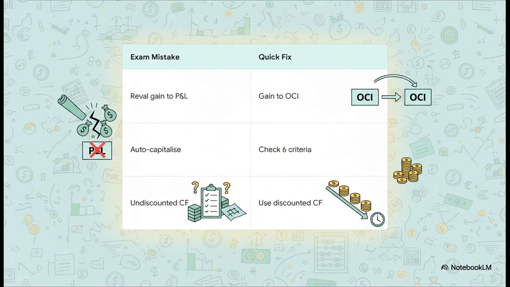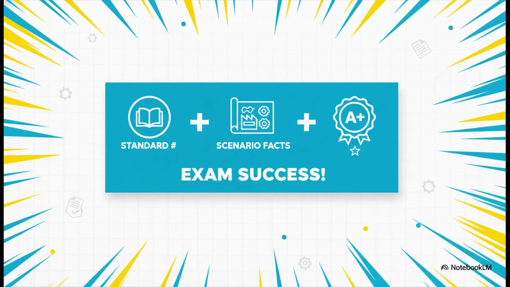Mistake 3, using undiscounted cash flows for impairment. The quick fix, value in use must always use discounted cash flows because of the time value of money. Technical accuracy is expected for sure, but applying it to the scenario is what actually gets you the marks. The examiners explicitly state that candidates who just recite standard definitions fail. You have to reference the specific standard number, like IAS 16 or IFRS 15, and apply those rules directly to the company facts given in your prompt. That is how you earn those application and professional judgment marks.